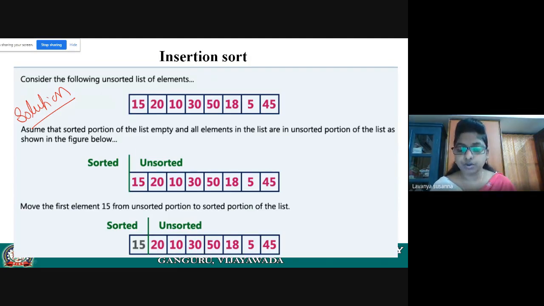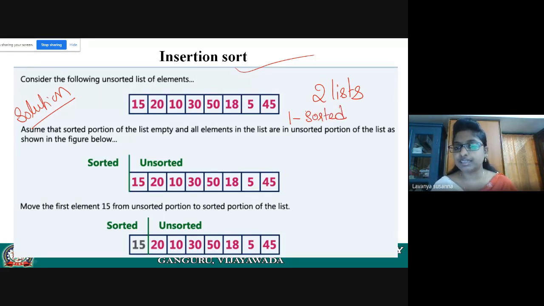Now what you have to do is sort the elements by using the insertion sort technique. You need to follow the insertion sort technique and solve this one. Let us see it. Solution. Listen first. In insertion sort, you will maintain two lists. What are those lists? The first list is the sorted list.